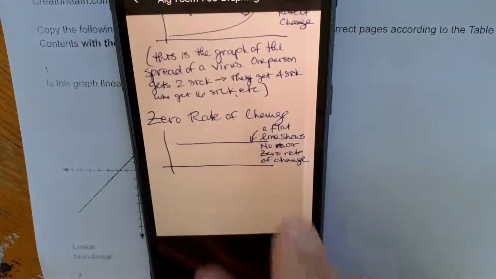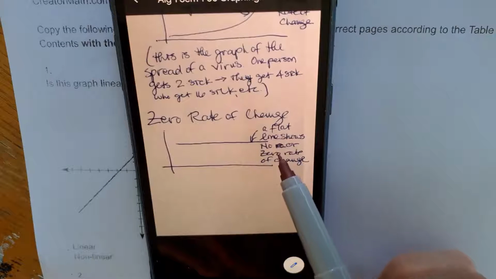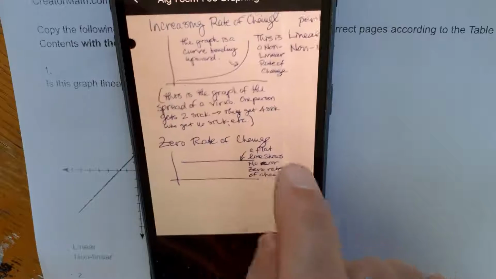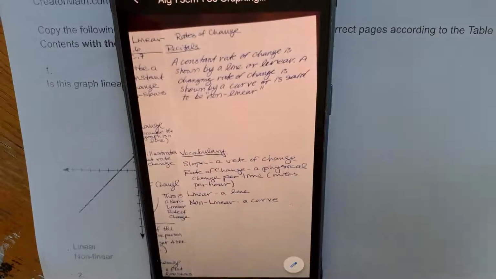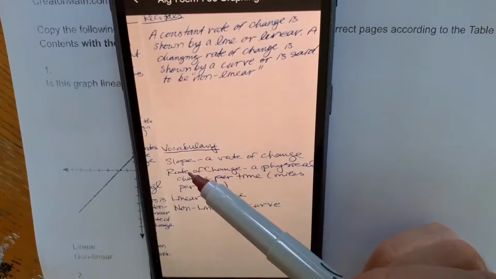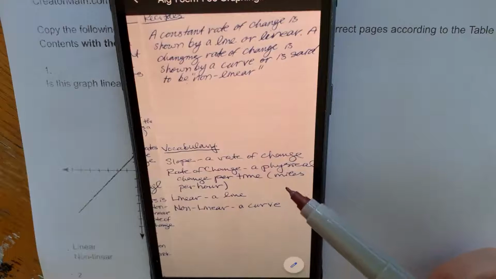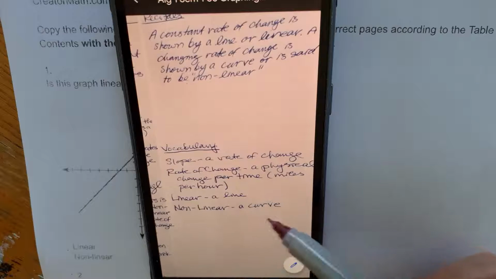Right? So here we have 0 rate of change. A flat line is a 0 rate of change. Right? So we're talking about rates of change now. And of course it plays back into slope because that's graphing of a line. So all of this is related to each other. Vocabulary: slope, rate of change, or physical change per time, like miles per hour. Linear, a line. Non-linear, a curve.